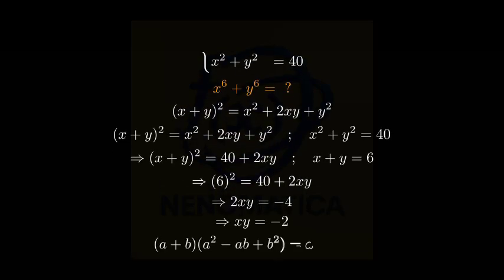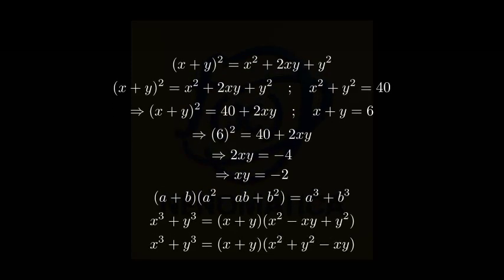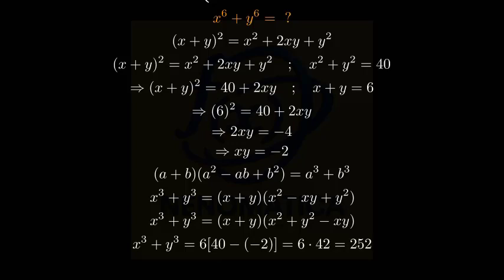The sum of cubes can be expressed as (a plus b) times (a squared minus ab plus b squared) equals a cubed plus b cubed. In our problem, this becomes (x plus y) times (x squared minus xy plus y squared). We know that x plus y equals 6, xy equals negative 2, and x squared plus y squared equals 40. So x cubed plus y cubed equals 6 times (40 minus negative 2), which equals 6 times 42, which equals 252.